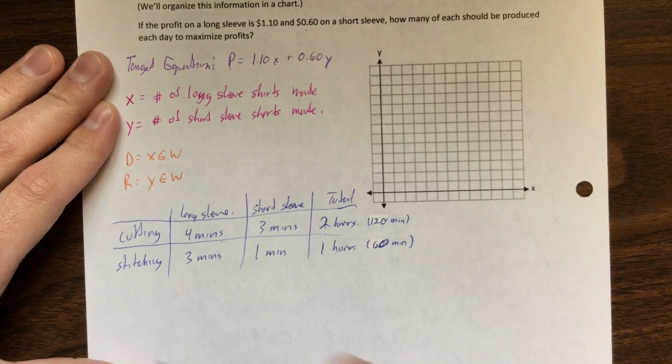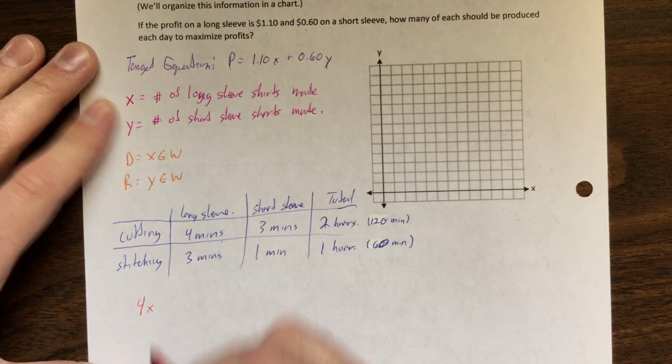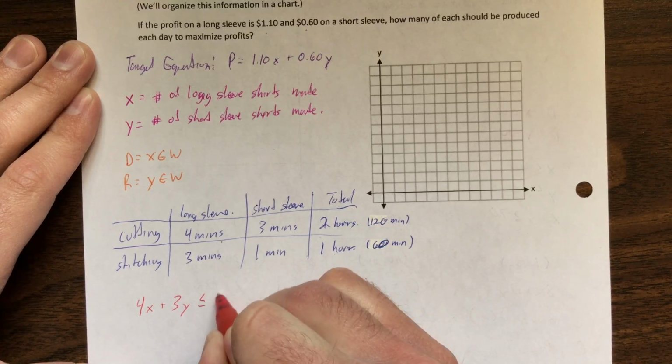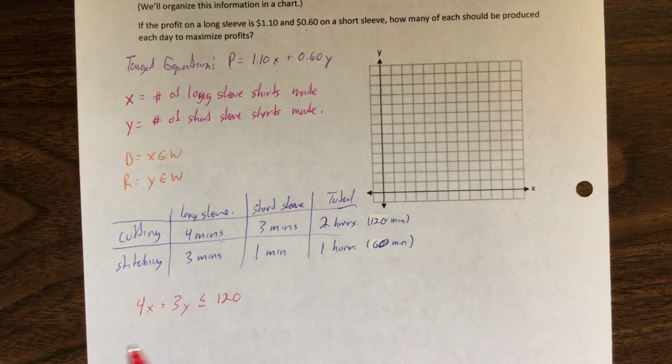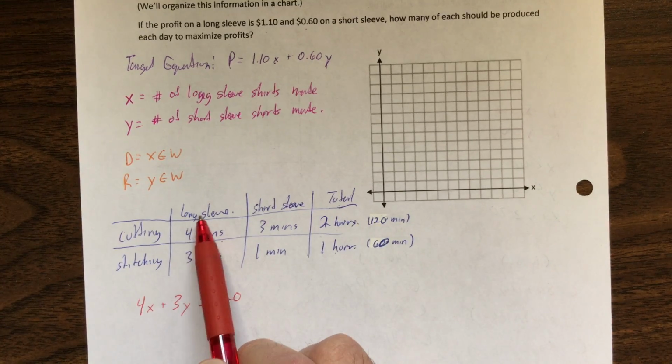Okay. Now, for our cutting, 4 times X plus 3 times Y has to be less than or equal to 120. Okay, so that's one of our inequalities based on our chart here.